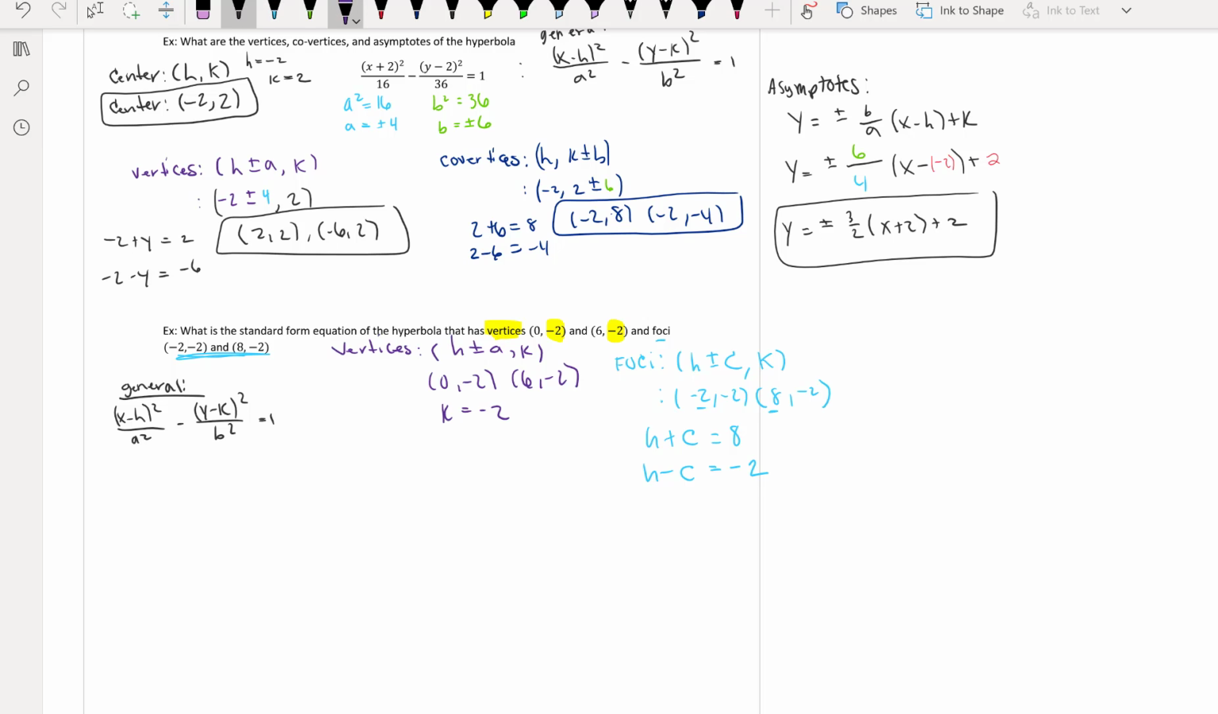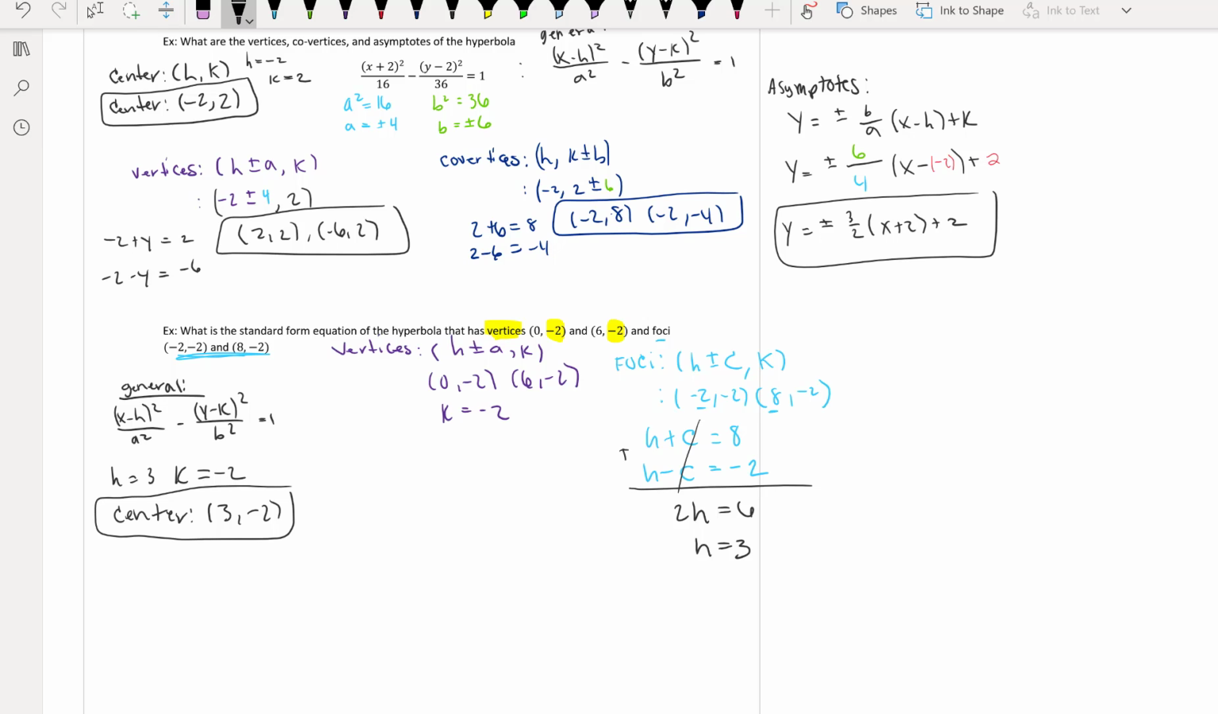So if I were to add these equations together, the c's cancel, and I have 2h is equal to 8 plus -2. So 8 subtract 2 is going to give me 6. Now if I divide by 2 on each side, 6 divided by 2 is 3. So now I have my h value and I have my k value. So h is equal to 3 and k is equal to -2. So then my center would be (3, -2). So that's really helpful.